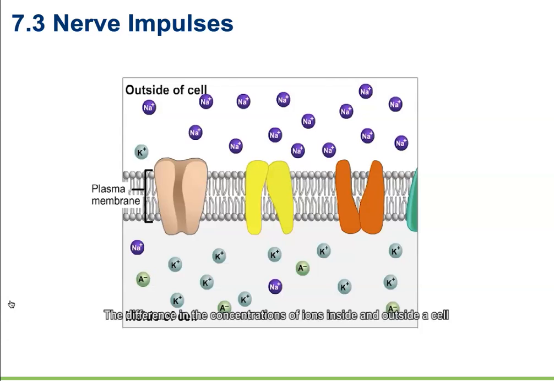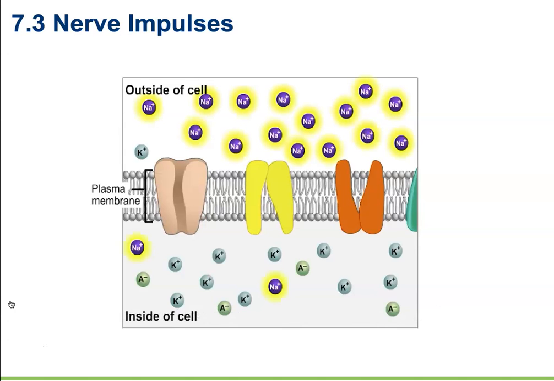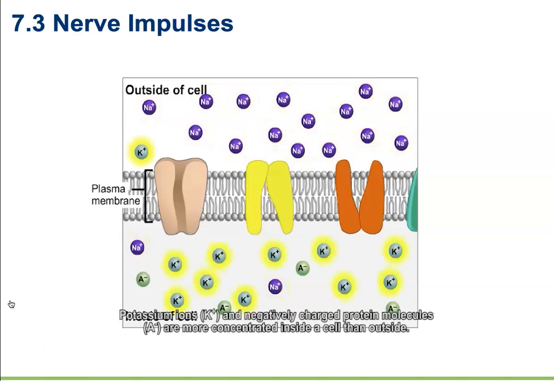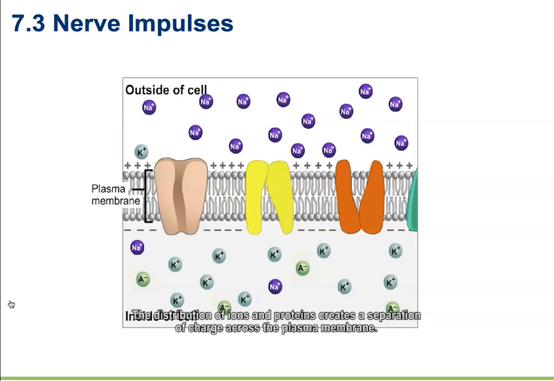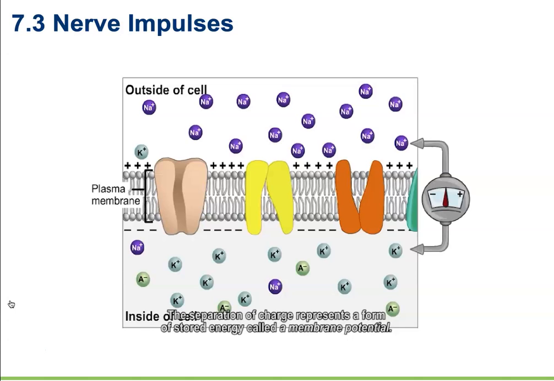The difference in the concentrations of ions inside and outside a cell results in a concentration gradient across the plasma membrane. Sodium ions are more concentrated outside a cell than inside. Potassium ions and negatively charged protein molecules, abbreviated A-, are more concentrated inside a cell than outside. The distribution of ions and proteins creates a separation of charge across the plasma membrane. This separation of charge represents a form of stored energy called a membrane potential.